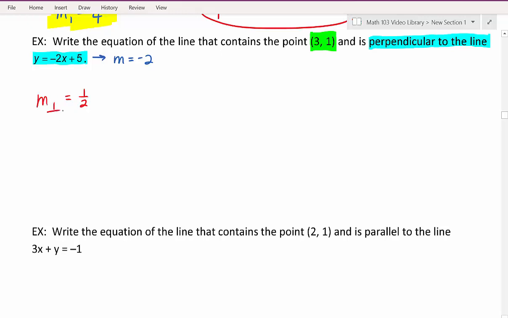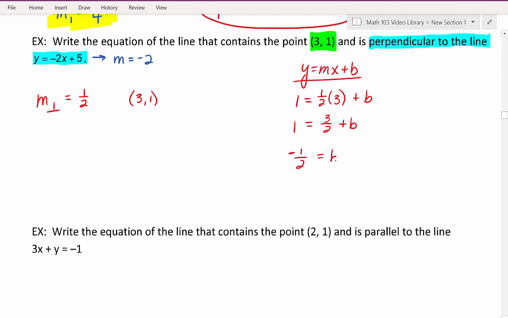Okay. So we're writing the equation of a line that has the slope 1/2 and passes through the point (3, 1). I'm going to use y equals mx plus b to write the equation of the line this time. We're going to plug in x, y, and m, solve for b. 1 equals 1/2 times 3 plus b. So that's 1 equals 3/2 plus b. Subtracting 3/2 from both sides, I get negative 1/2 to be my b.